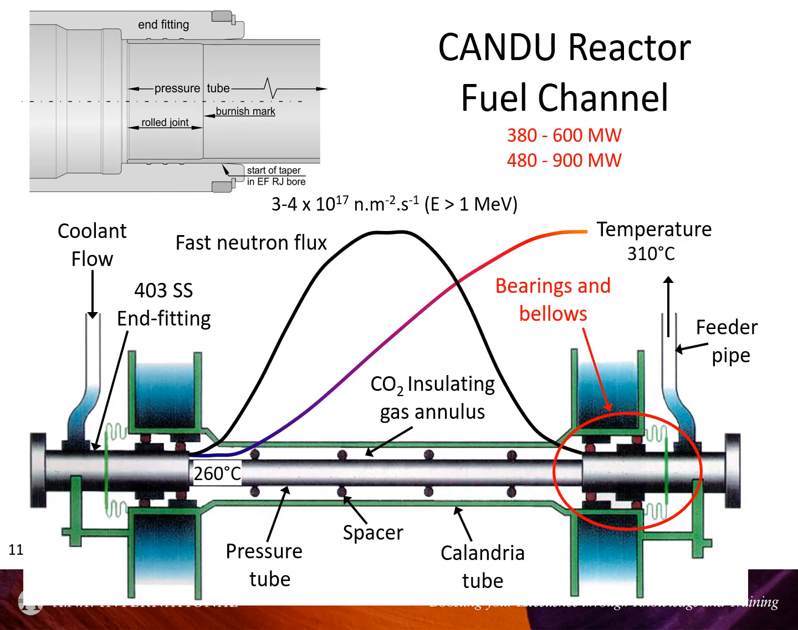So what's a calandria tube? For those of you not familiar with the calandria reactor, the calandria tube, which is shown here in green, separates the hot pressure tube from the cool moderator. There are these spacers, which are springs coiled like garters around the pressure tube, and that maintains this insulating gas gap between the pressure tube, which is between 260 and 310 degrees centigrade, and the moderator, which is roughly between 60 and 80 degrees centigrade.